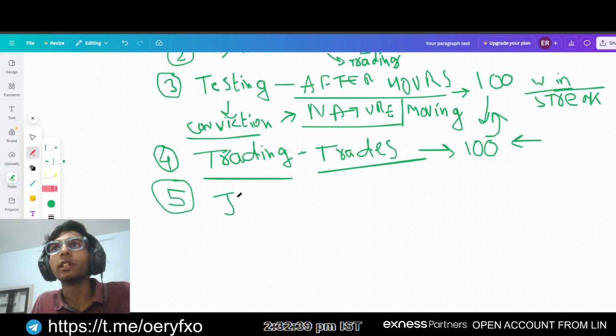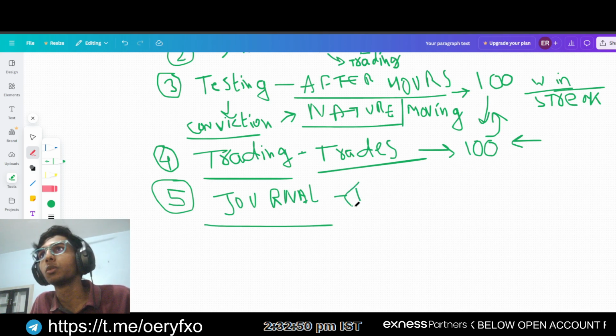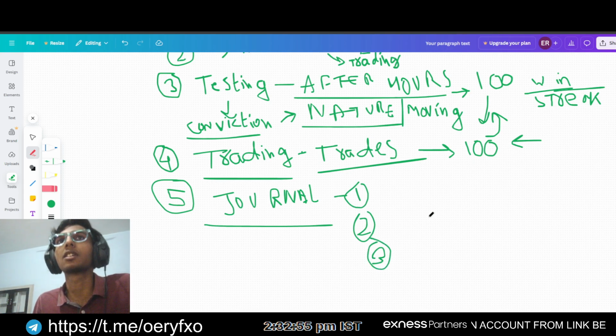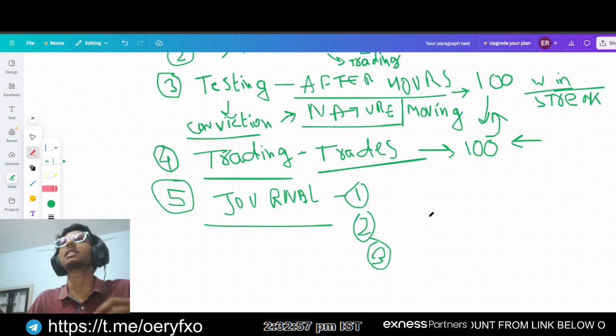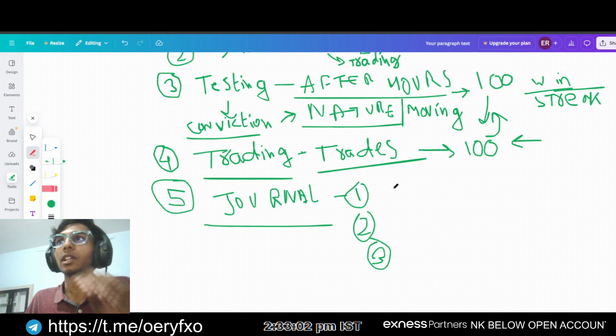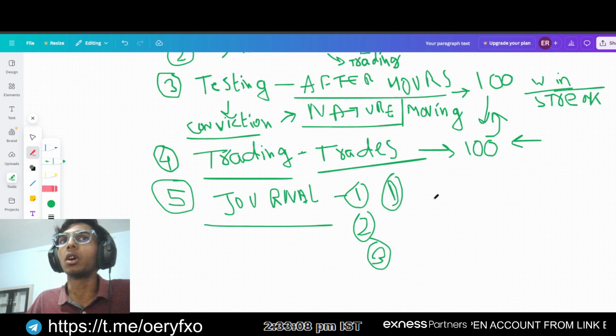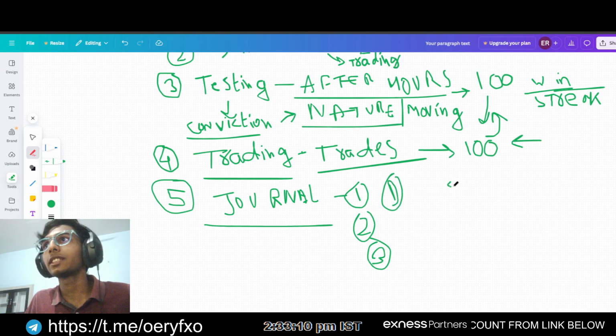Fifth will be journaling. What do I mean by that? Whenever you take a single trade, you put it in your journal: 1 trade, 2 trades, 3 trades. You have to be a data collector. Let's suppose there are 3 things. There's the direction of the trade, whether it's with the trend or against it. There's a setup, which is whatever you have tested and created. There's an entry, whatever you have created, and so on.